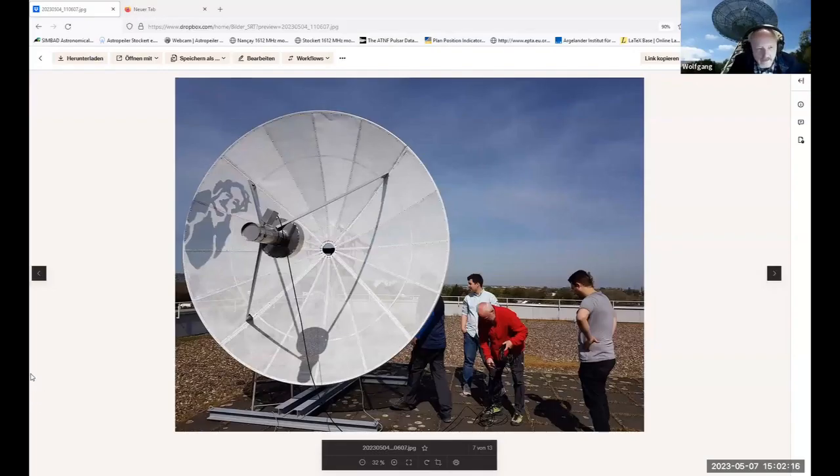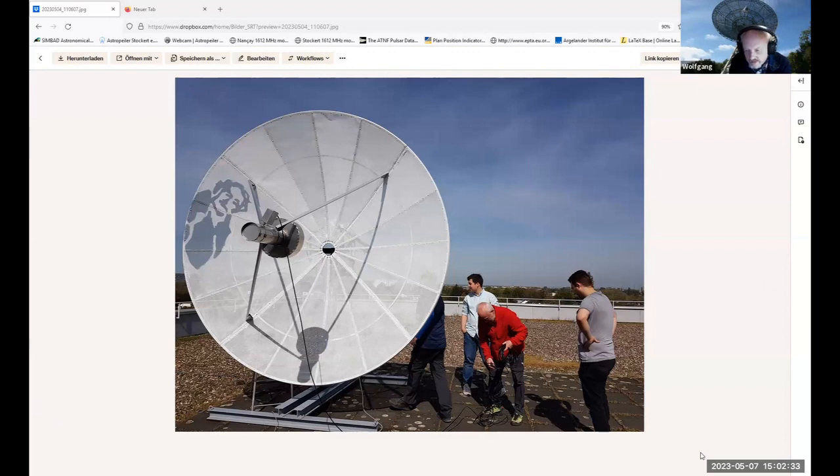Yeah, maybe I can show a few photos. Okay, can you see that? Yeah. Okay. This is, let's call it, the latest addition to the collection of dishes that we are working with. That is not on our site. That's on the rooftop of the Argelander Institute, which is the astronomical institute of the University of Bonn. And we just a few days ago had first light with this one. It's a 3.2 meter dish.